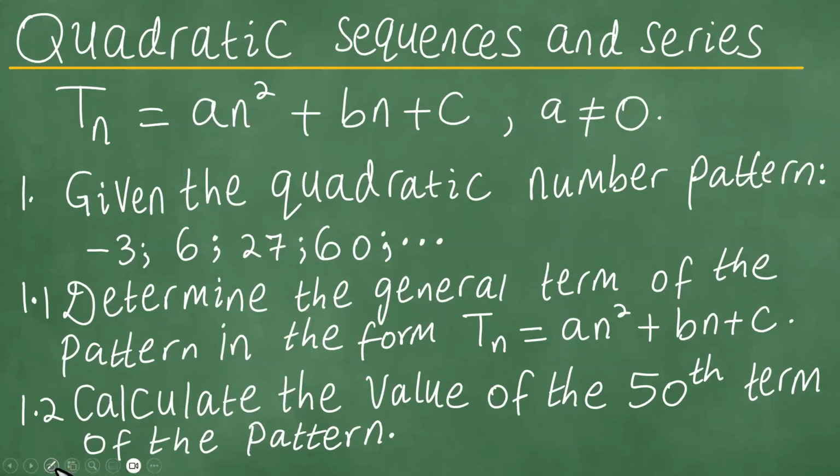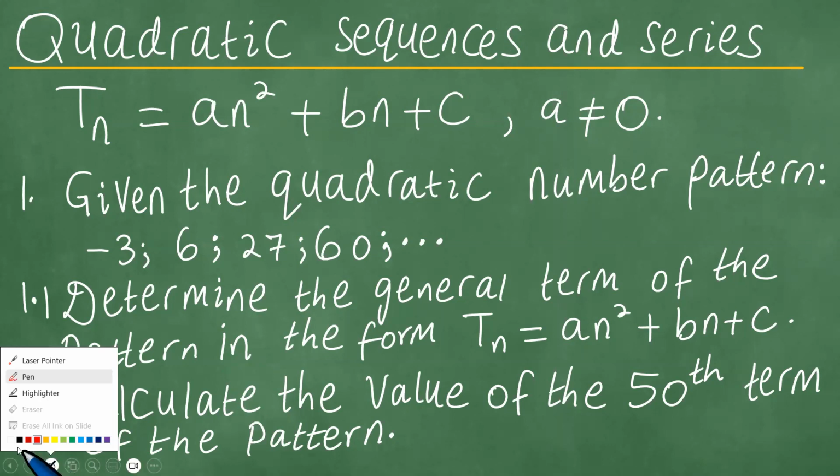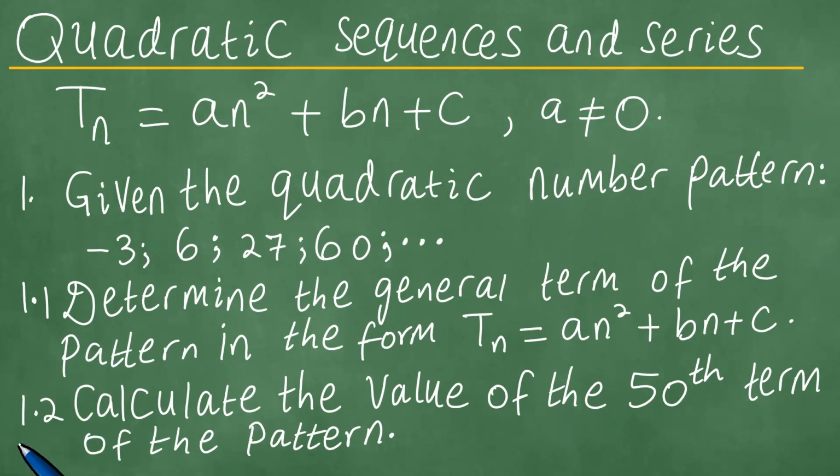Right, we are starting our discussion right now, focusing on these particular quadratic sequences and series. The general term of a quadratic sequence is t subscript n, which is an squared plus bn plus c, where a is not equal to 0.